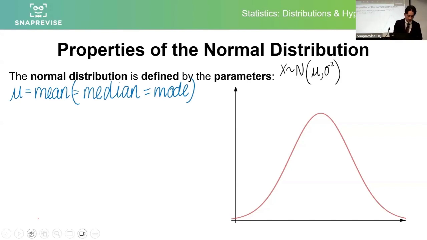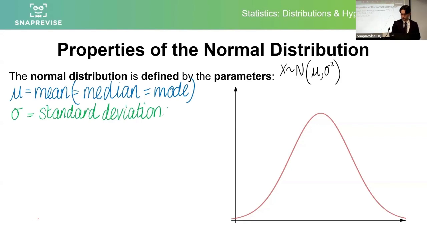And sigma is the standard deviation. Loosely speaking, that's the average distance of anything from the mean. Just a quick point on notation: mu represents the population mean, and x with a little bar above it represents a sample mean. So don't confuse those.